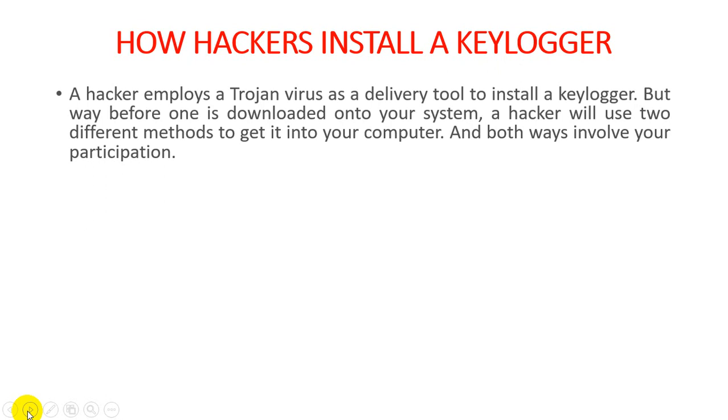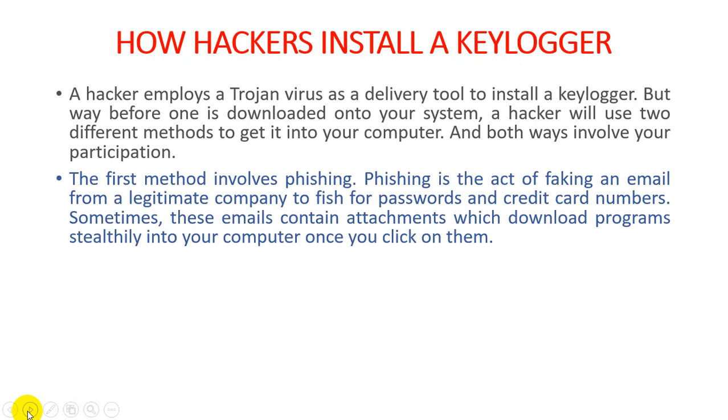But way before it is downloaded onto your system, a hacker will use two different methods to get it into your computer, and both involve your participation. With a Trojan, if they want to access our system, involvement of the end user is required. Without any kind of participation or activity that activates the Trojan, the keylogger is not useful. The first method involves phishing.